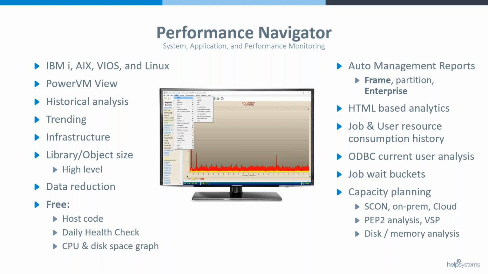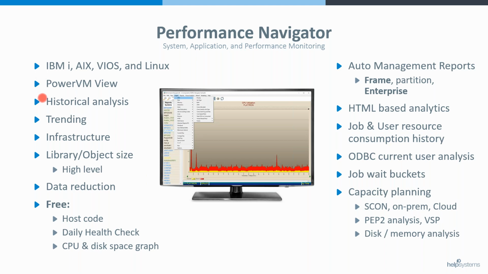So speaking of Performance Navigator, as the robot monitor, our job is to monitor the whole Power frame. So we certainly cover IBM i and AIX and BIOS and Linux. We also want to give you the PowerVM view of the world. What we're talking about there is monitoring your ECs. Is your entitled capacity set properly? Or is your virtual set properly? Or do you have virtual shared pools? Is that set properly and so forth, right?